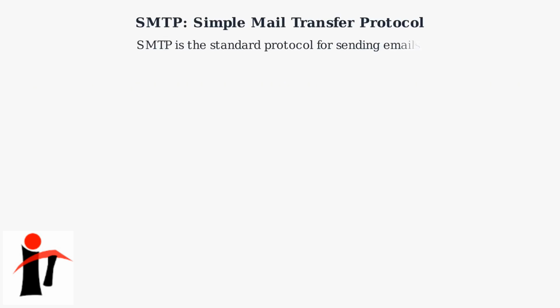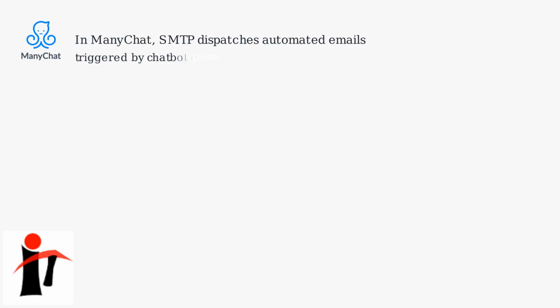SMTP, which stands for Simple Mail Transfer Protocol, is the standard protocol used for sending emails across the internet. In ManyChat, SMTP is used to send automated emails that are triggered by various chatbot events. This could include welcome messages when someone subscribes, reminders for abandoned shopping carts, or follow-up sequences after interactions.